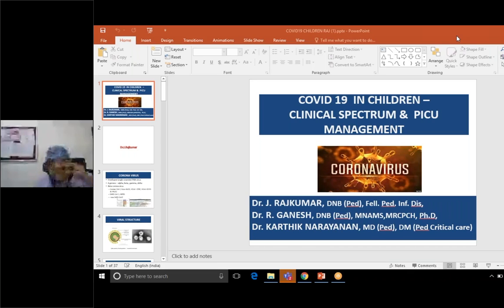The topic for today will be COVID-19 in children, the clinical spectrum and management. There are three speakers for today. One is myself, Dr. Ganesh, a senior consultant pediatrician, and this is my colleague, Dr. Rajkumar, who's a consultant pediatrician and specialist in pediatric infectious diseases, and Dr. Karthik Narayanan, who's a senior consultant in pediatric critical care.